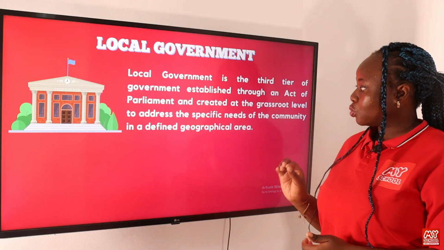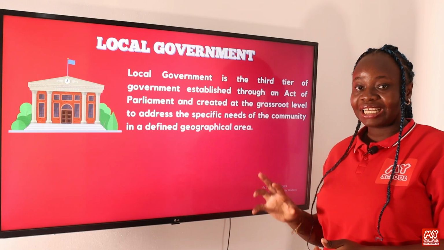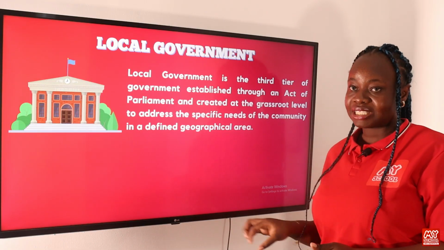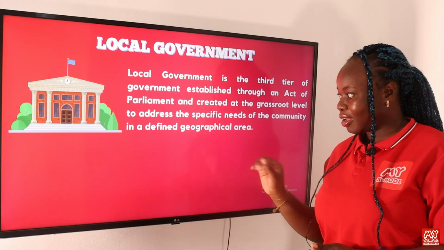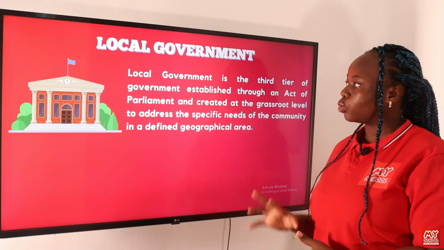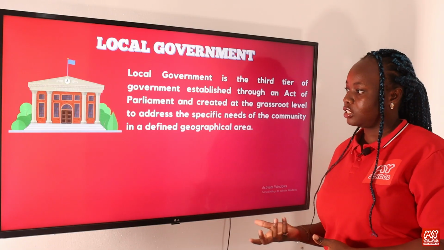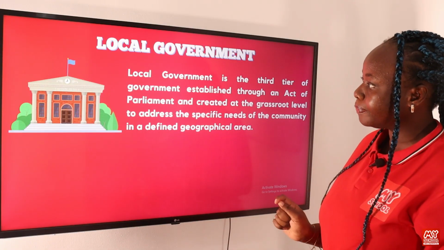It's also meant to address specific needs of the community. So there are unique needs for different local government areas within the country. And it is meant for a defined geographical area. So all of these things are important in your definition. Let's move on to the next slide.